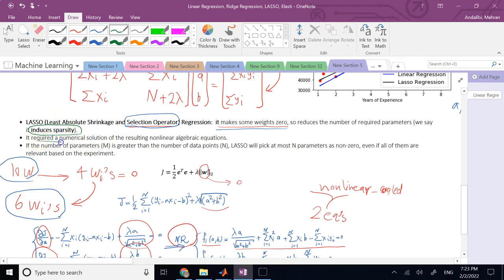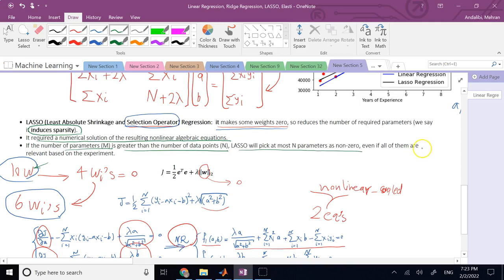As I said, you have to solve it numerically because they are nonlinear equations. And one of the other things it has is this. If the number of parameters you choose, the size of this W vector, is greater than the number of data points, n, then LASSO will force, out of those parameters, only n of them to be non-zero. The rest of them will be zero.